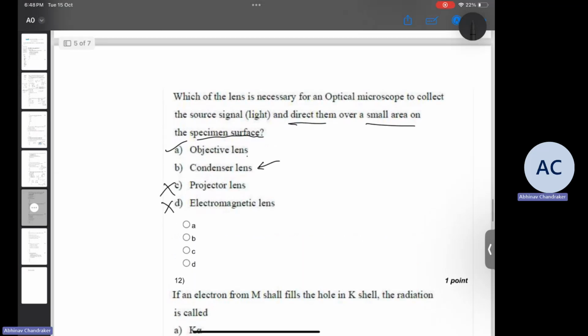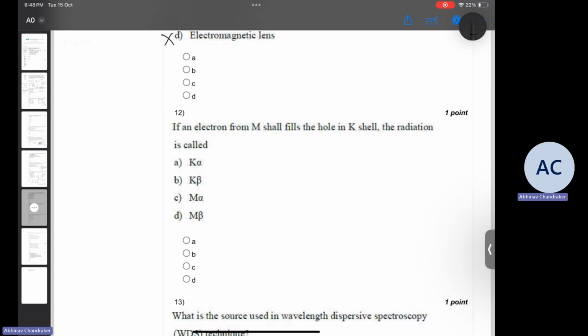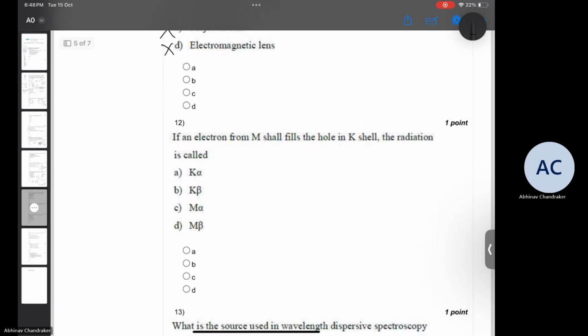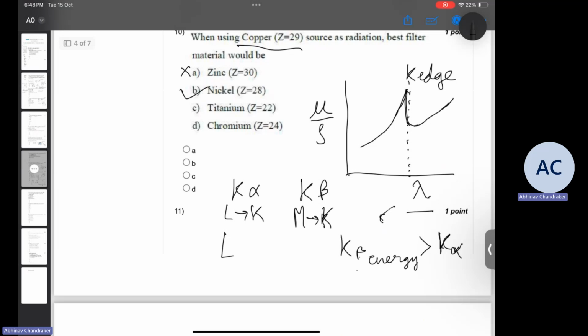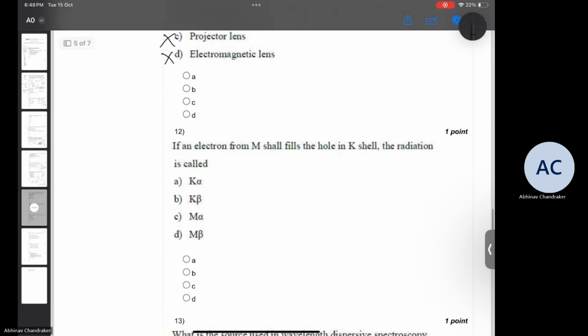Let's move to question 12. If an electron from the M shell fills the hole in the K shell, the radiation is called. So we already saw it when I was explaining about filters, that K alpha corresponds to L to K shell and K beta from M to K shell. So M is the third shell, while K is the first shell. And that's why the radiation will be called K beta.